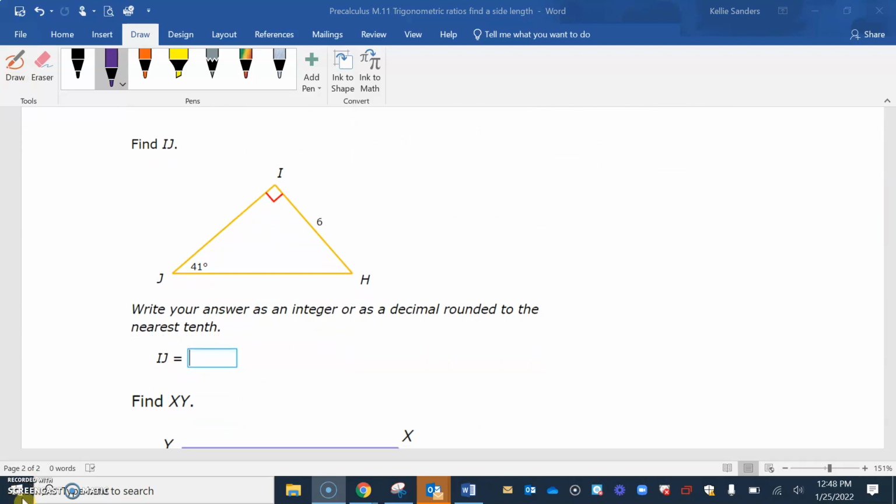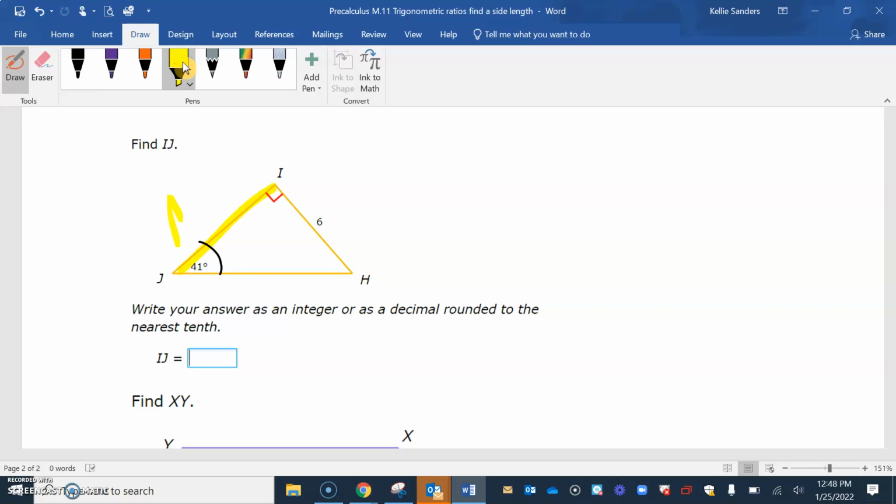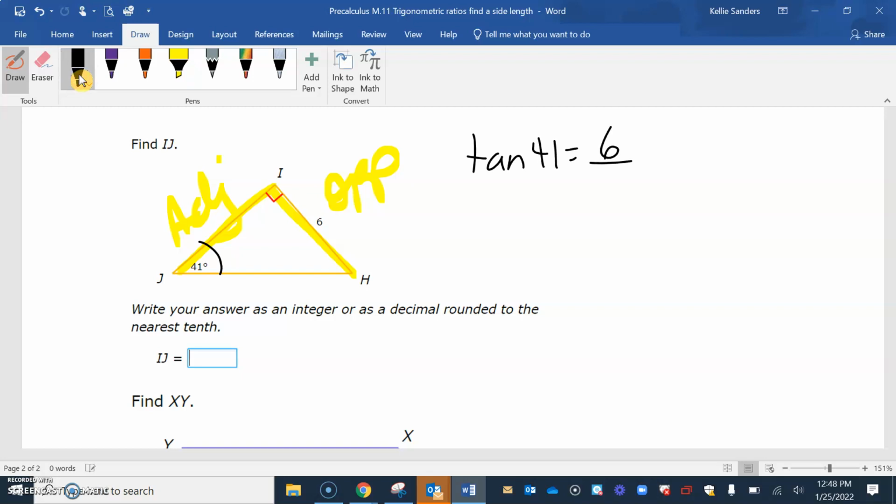And now we're definitely going to need a calculator, because the angles that they give us are going to be not 30, 45, or 60. So we're going to grab our calculator in just a second. We are looking for IJ, which is adjacent, and 6, which is opposite. So we're going to use tangent again. So tangent 41 equals opposite over adjacent.